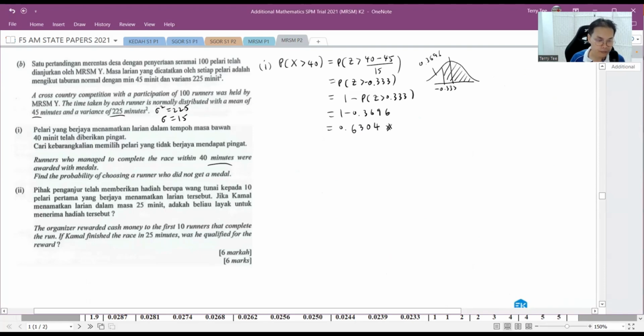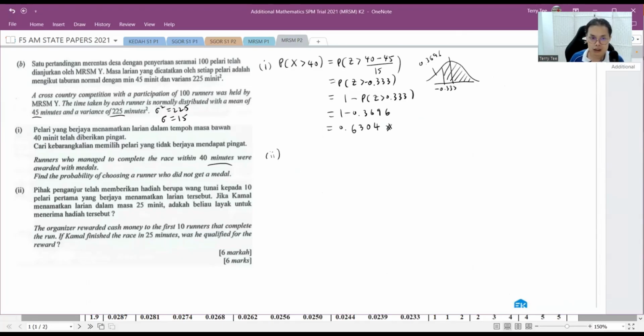All right. Second part. The organizer rewarded cash money to the first 10 runners that complete the run. If Kamal finished the race in 25 minutes, did he qualify? Not was he qualified, did he qualify for the reward? Okay, so here's the thing. There are 2 ways to look at it.